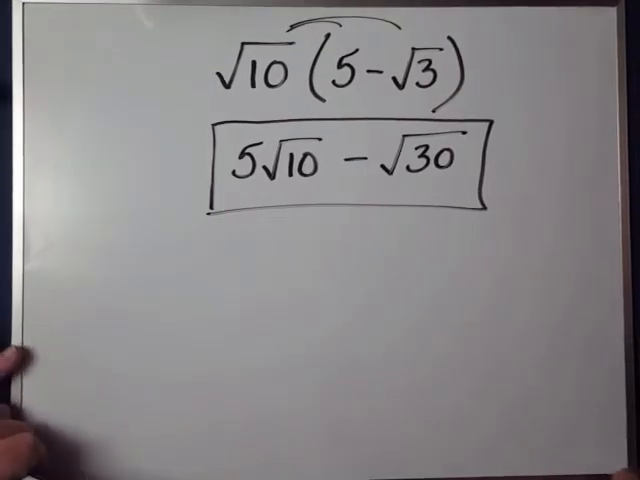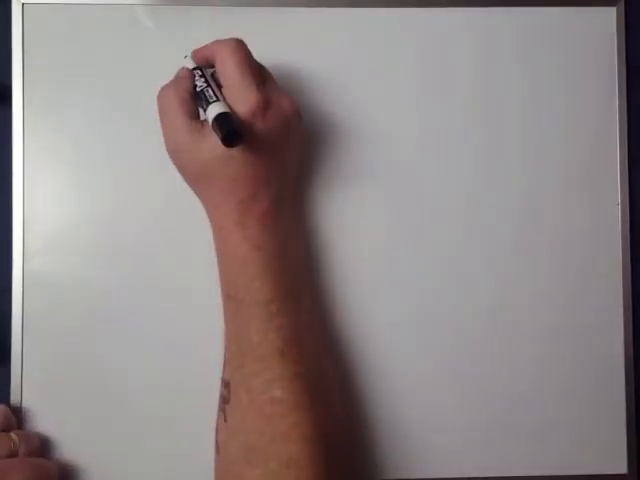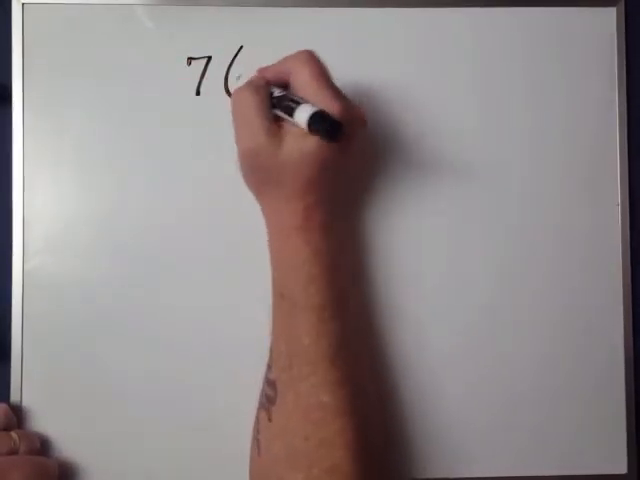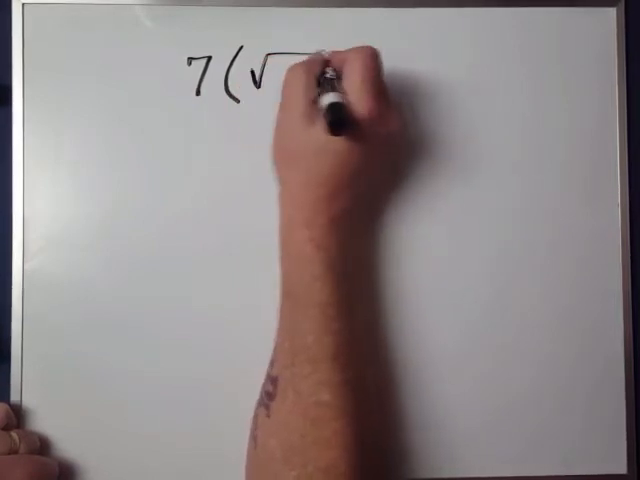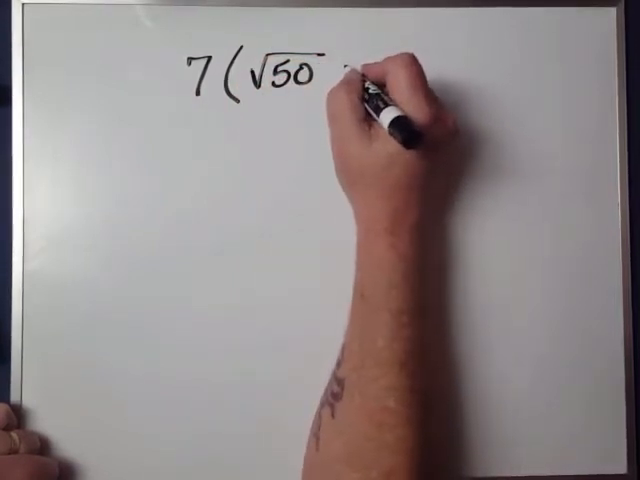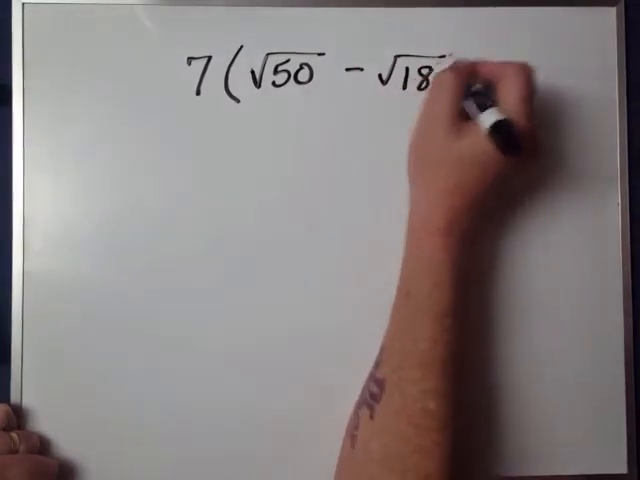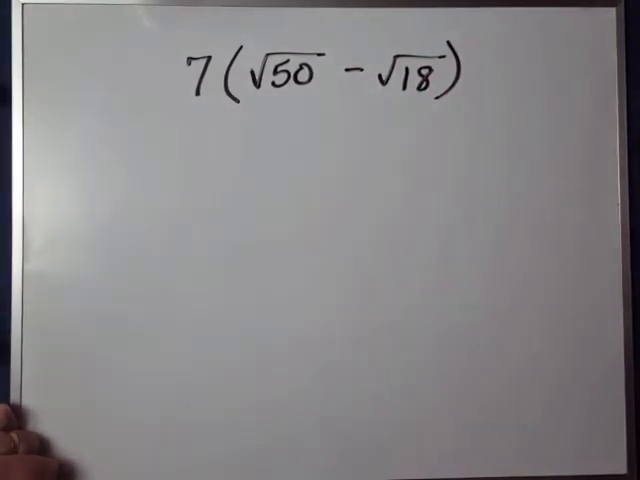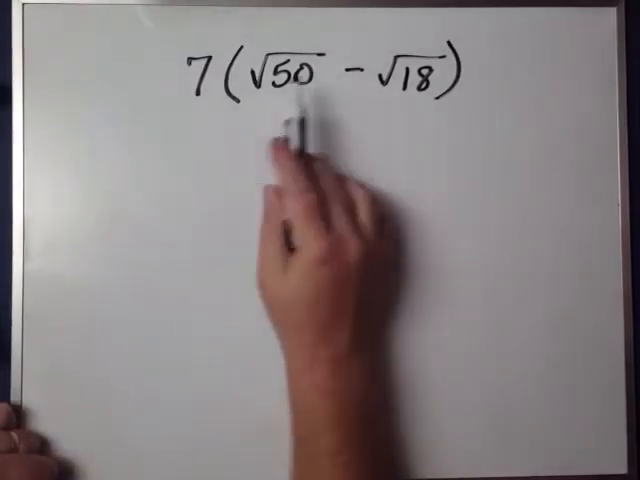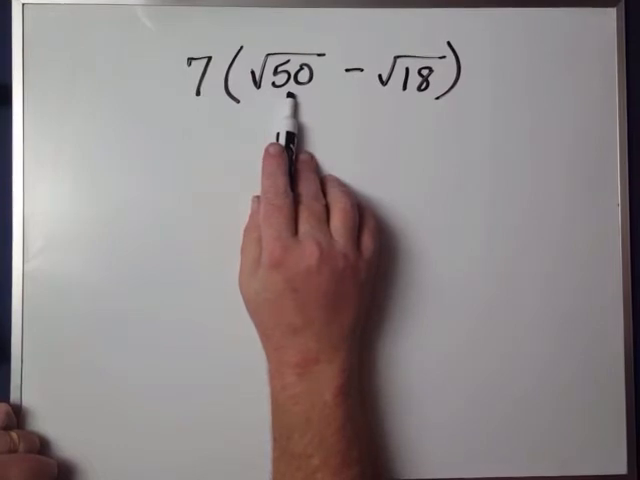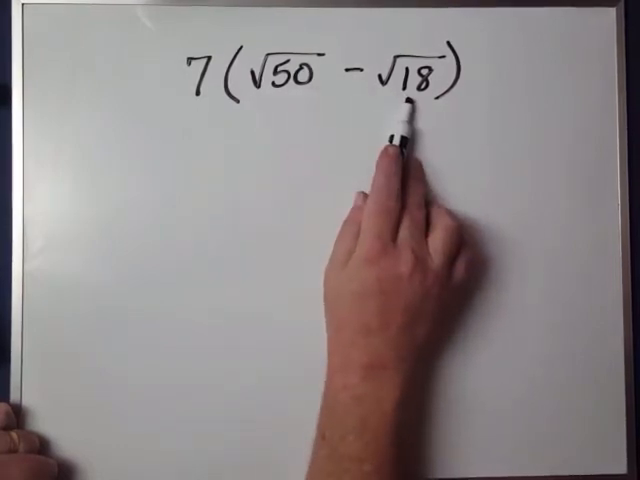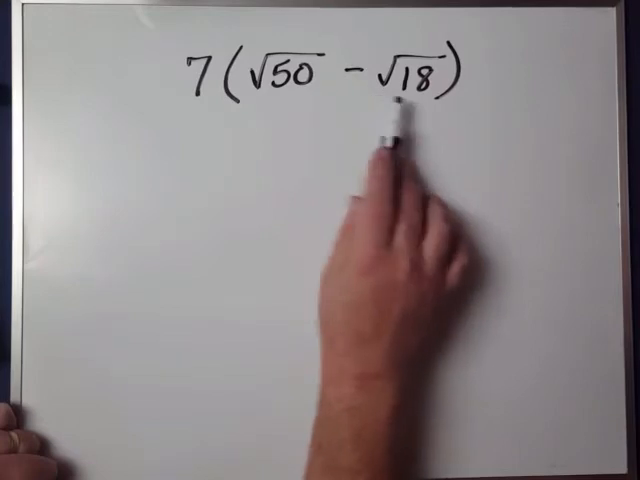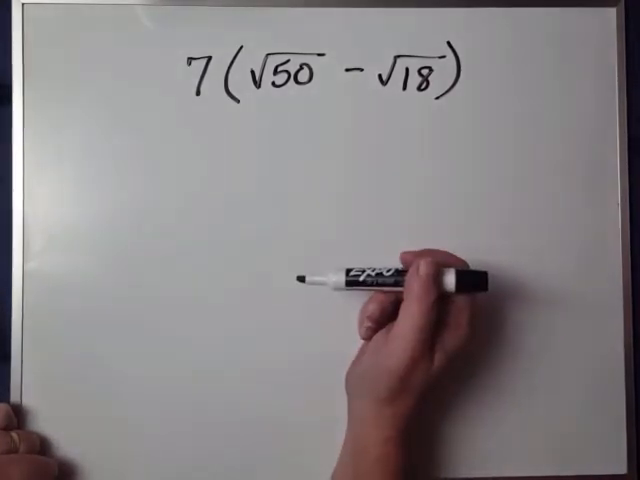Let's look at number 10. Now here in number 10, hopefully you've already spotted that 50 contains a 25. 18 contains a 9. And you can deal with that now, or you can deal with it later. Let me work this one both ways.